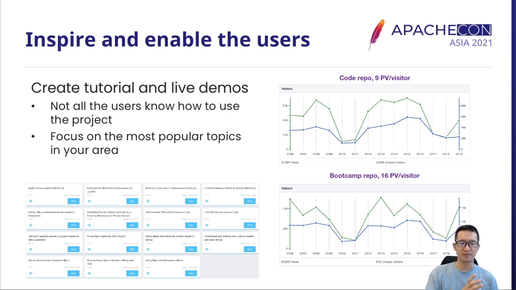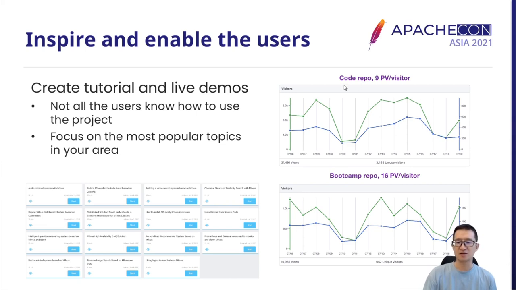And when you create this content, please first focus on the most popular topics in your area. For example, in Milvus, in production AI application scenarios, we found the topic people like most is how to build a reverse image search system, which means building a visual search system that searches based on the content within images or videos. You can see here part of the tutorials and live demos we created for the Milvus project. On the right side, you can see the effect is pretty notable. We have two repos: the code repo and the bootcamp repo. They are separate repos, there's a history behind this, but it also helps us gather metrics pretty easily.